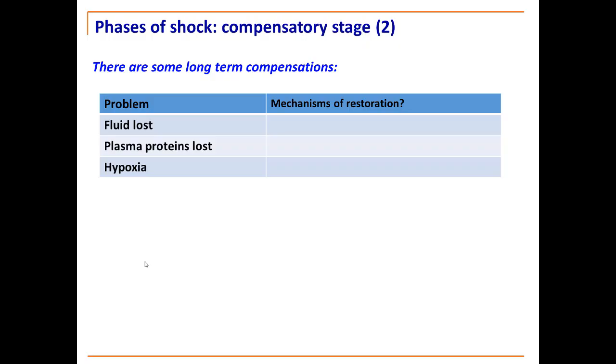And what are some of the long-term compensations? So with your fluid loss, of course, you've got angiotensin 2, you've got thirst, you've got ADH, and you've got aldosterone. With your plasma proteins being lost, you start to make more proteins, so albumin synthesis, and these are long-term compensations, obviously. And with hypoxia, you'd be thinking about EPO synthesis and release, and remember that's released from the kidneys.